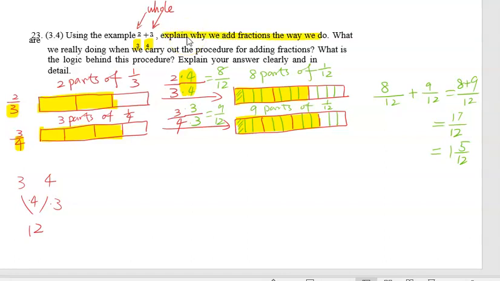So why do we need a common denominator? Because we need like parts. What we're really doing in the procedure is adding 8 parts and 9 parts of the same size, 1/12, to get 17 parts of size 1/12.